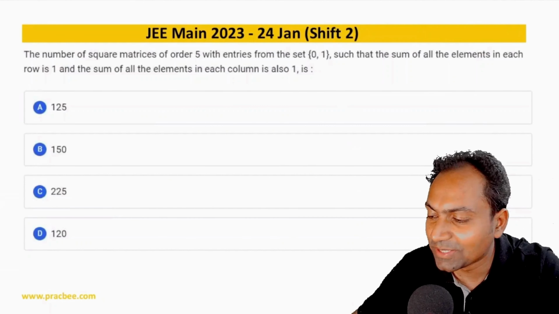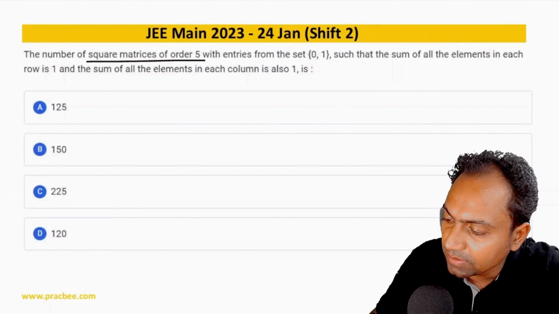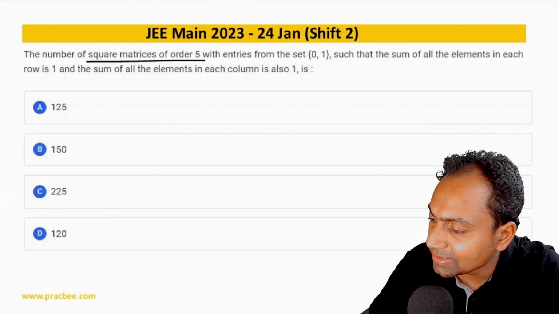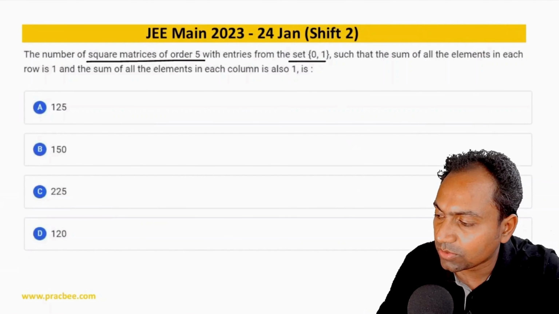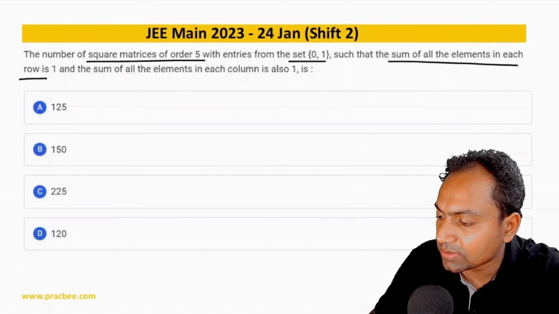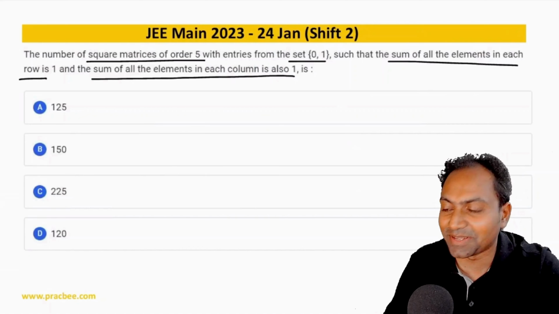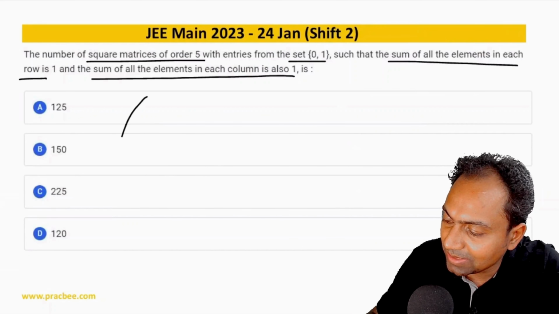Now this is quite a simple question. This question talks about a square matrix of order 5. And what they're saying is each of these elements can be 0 and 1. The sum of all the elements in each row is 1 and the sum of all the elements in each column is also 1. How many such matrices are possible? So let us start this question.